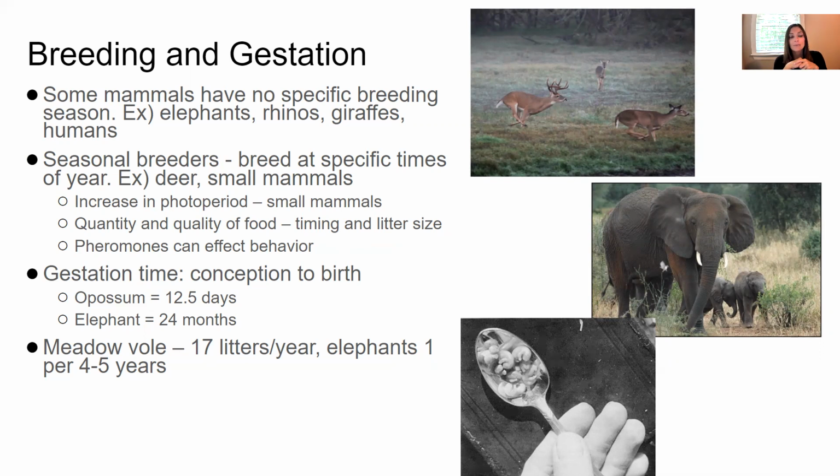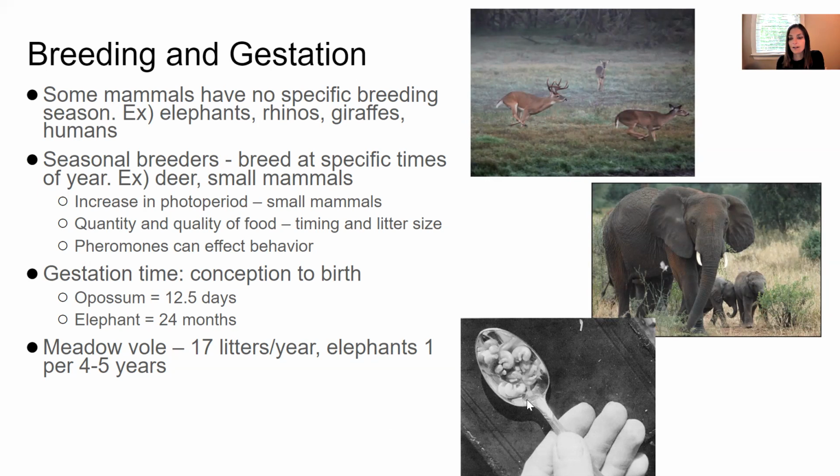Another extreme range is when we look at how many litters per year, how often different species of mammals will give birth. The meadow vole can have up to 17 litters per year, whereas elephants will only have 1 young every 4 to 5 years. So some are reproducing a ton, and probably in those cases, survival is not high. Others put in a lot of energy to reproduce, but only reproduce sporadically. But there's a much higher chance of survival in those species.